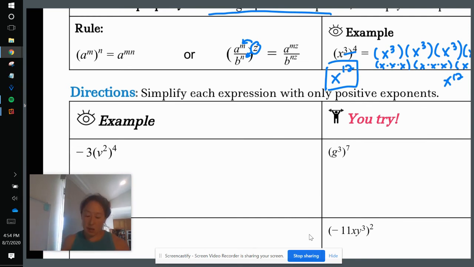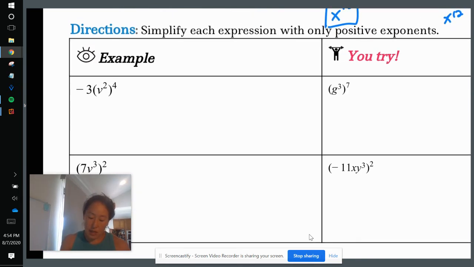So we're going to start with our examples. Negative 3 times v to the second raised to the fourth. What is the exponent on negative 3? The exponent on negative 3 is 1. The 4 is only being applied to this v to the second. Since the 4 doesn't have another base, I'm going to multiply the 2 and the 4 together, giving me negative 3 times v to the 2 times 4. So that's negative 3 v to the 8th. What's the exponent on negative 3 again? Oh yeah, 1. Okay, you try.